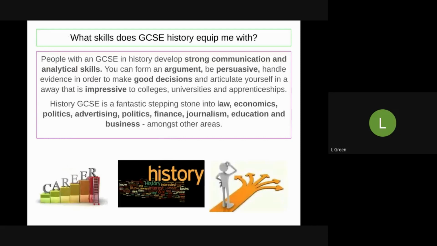So what skills does GCSE History equip you with? People with a GCSE in History have strong communication, great analytical skills, they can form arguments, they can be persuasive, they can handle vast amounts of evidence, and they can make really good decisions and problem solve based on that evidence. Also, you very clearly know how to articulate yourself if you've done a History GCSE, and that is really impressive to colleges, universities, and apprenticeships, and whatever you want to do after. History GCSE is a really fantastic stepping stone into all of these areas that I've written here and many, many more, namely law, economics, politics, advertising, finance, journalism, education, and business.